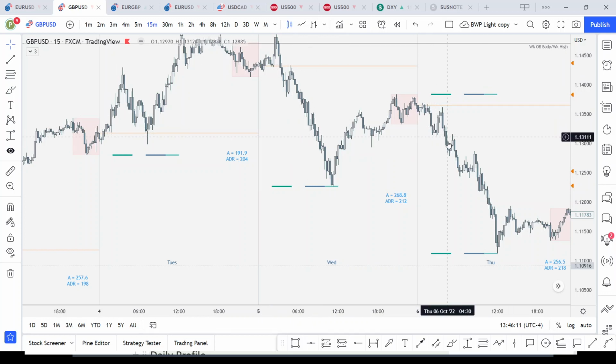And then for pyramid entries, whenever price retraces into an order block, this is an order block, all this candle, that's an order block, price retraces into it, you can enter there, stop loss above this high. This is another order block again. Price retraces into it during New York above a short-term high. You can see this is the order block.